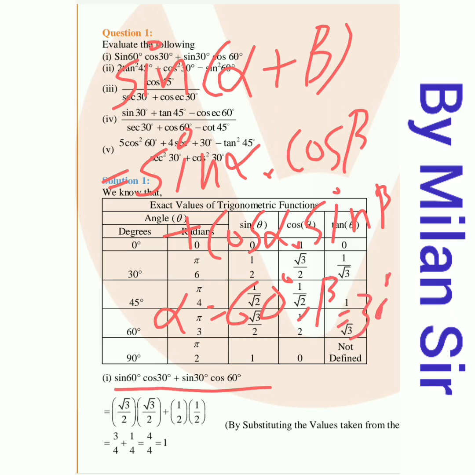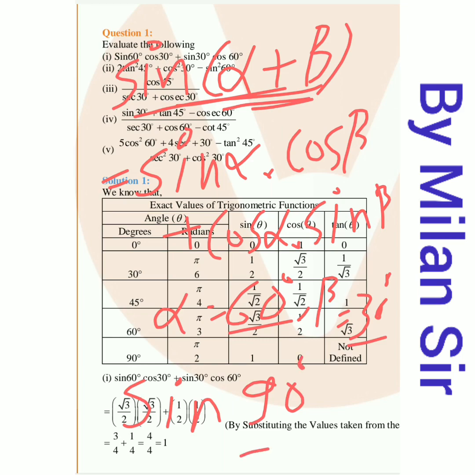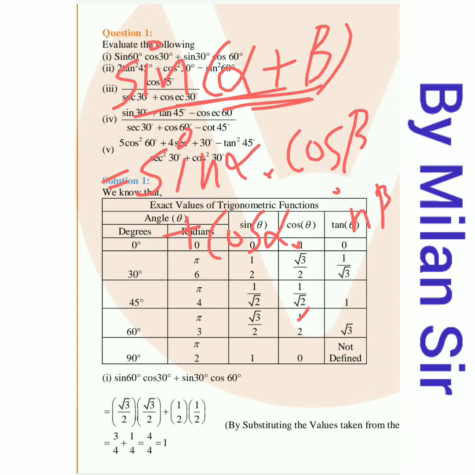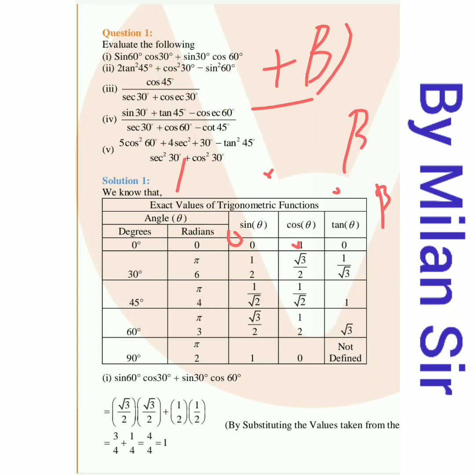Now look at this question: sin alpha into cos beta plus cos alpha into sin beta. So this is the form of sin(alpha plus beta). So our answer is sin(alpha plus beta), where alpha is 60 and beta is 30. So 60 plus 30 is 90, and sin 90 is equal to 1. But again I tell you, this way right now we cannot use. So more than one way is there; you can use the easiest way.